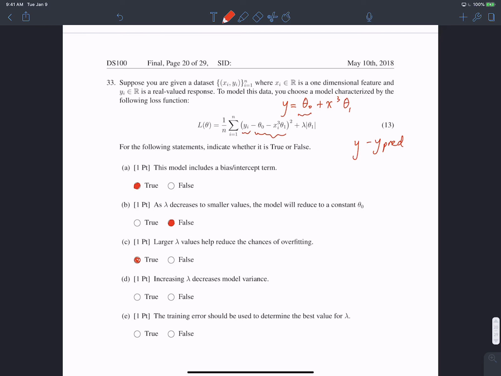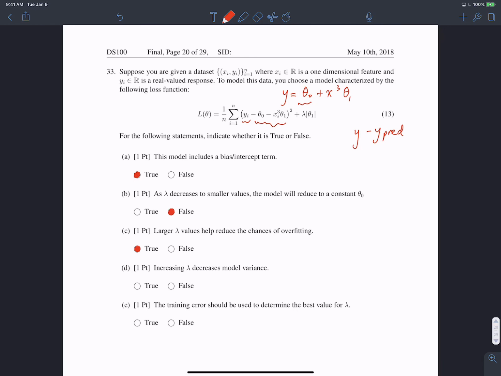C, larger lambda values help reduce the chances of overfitting. That's true because larger lambda values force our model to be less and less complex, lowering the probability of overfitting, because our features are just less complex. Okay, they can't fit to that much data. D, increasing lambda decreases model variance. That's true, because again, increasing lambda decreases model complexity, right?